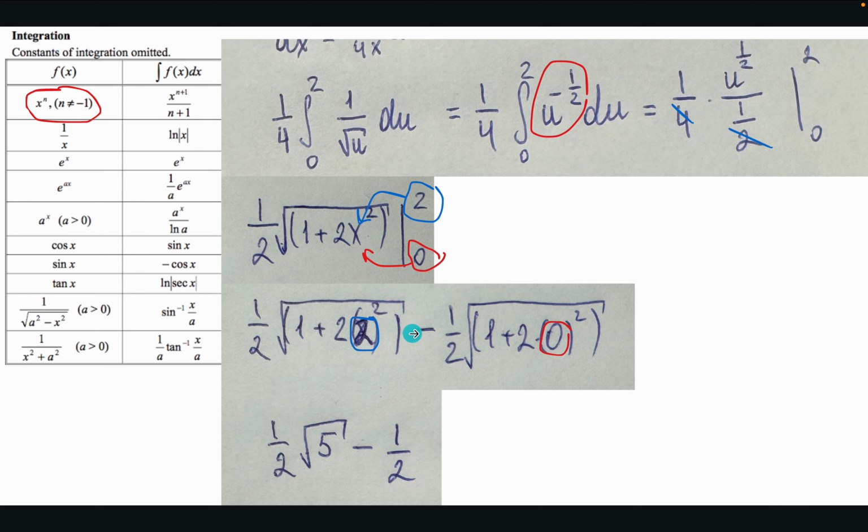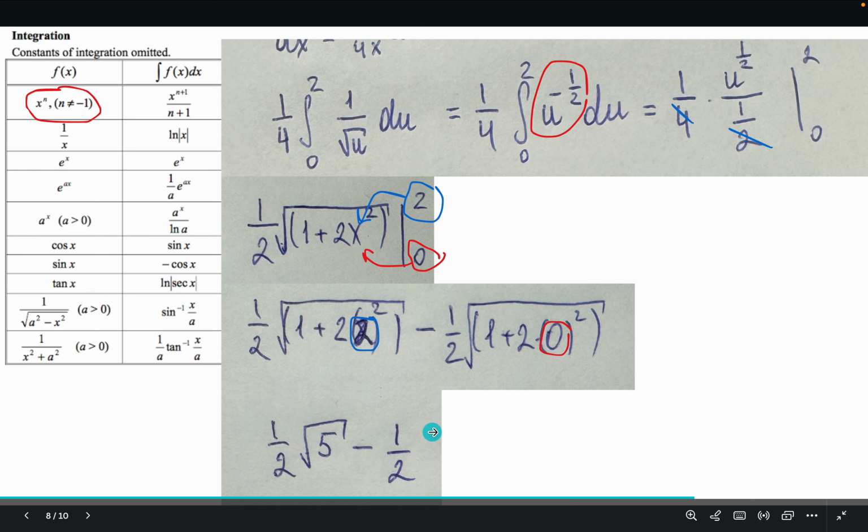And minus this same expression, but with 0 here instead now. Here it is. This whole expression will be 1. So 1 over 2 multiplied by 1, it's 1 over 2. Here is the final answer.